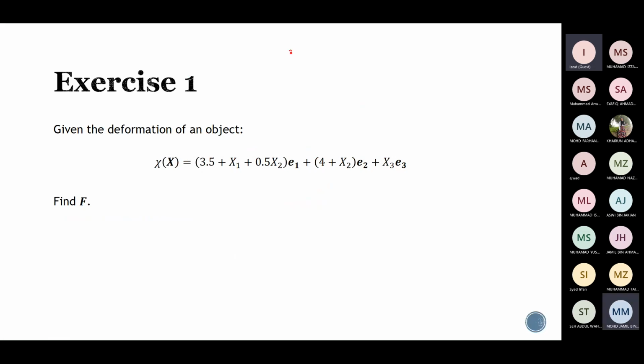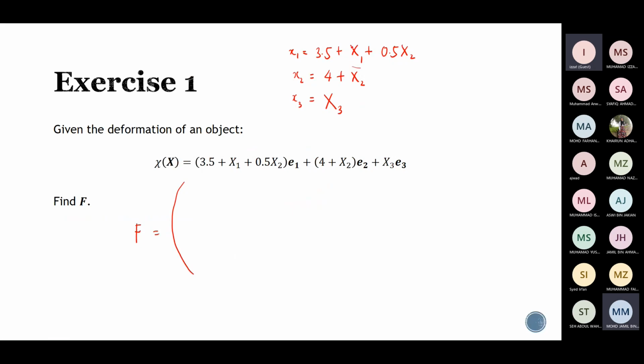So you can write small x1 equals 3.5 plus x1 plus 0.5 x2. And then x2 equals 4 plus x2. x3 equals big X3. Then here it's clearer how you can differentiate and find the deformation gradient. So the deformation gradient equals, so the first row here is for small x1. So differentiate small x1 with respect to big X1.